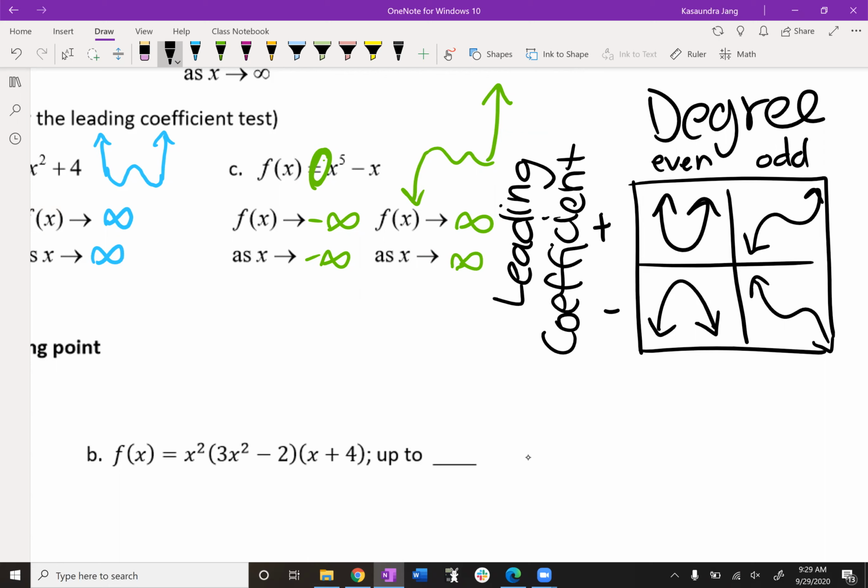So hopefully this chart's helpful for you guys. The one that we were looking at in green had a positive 1 for the leading coefficient. So I was in this positive section, and it had x to the 5th. So it had an odd degree, which is why I knew that they were split. Left side went down, the right side went up.